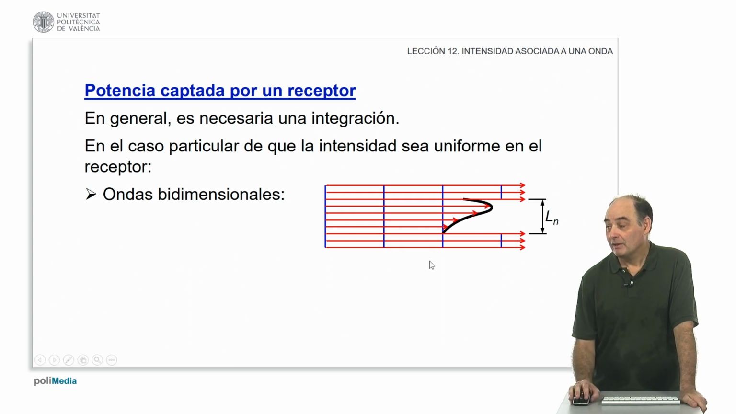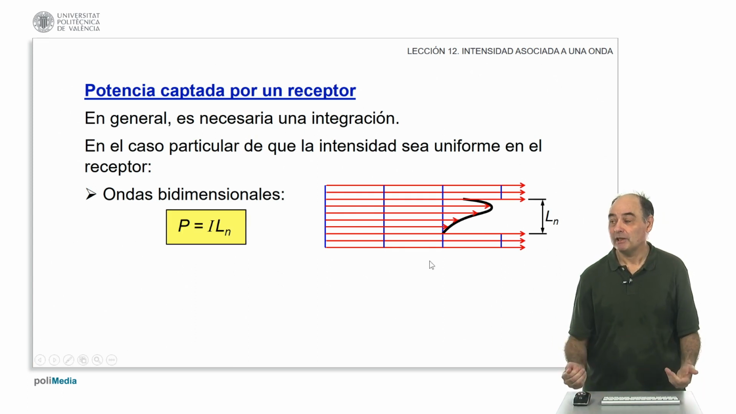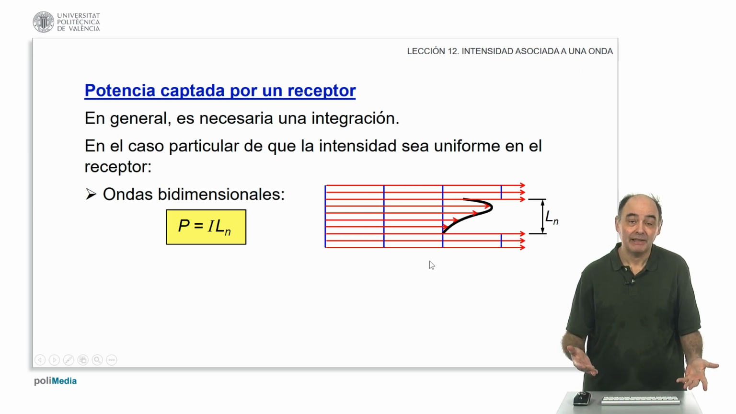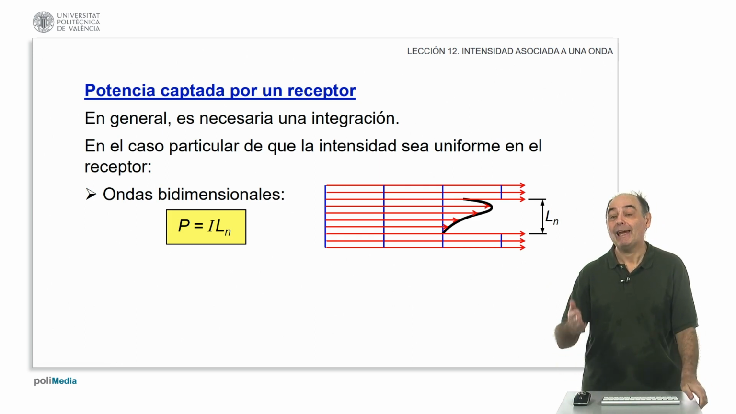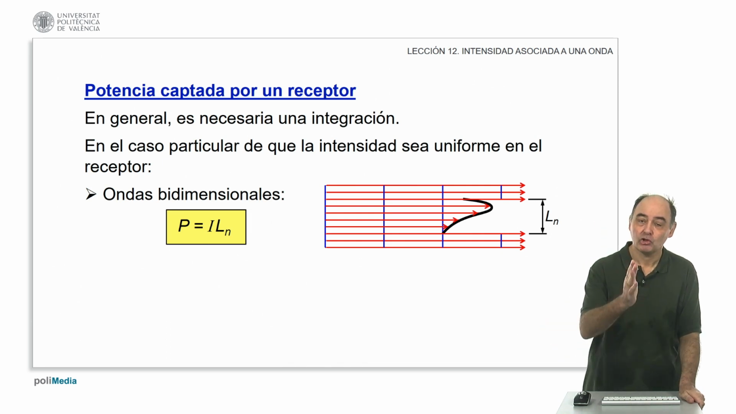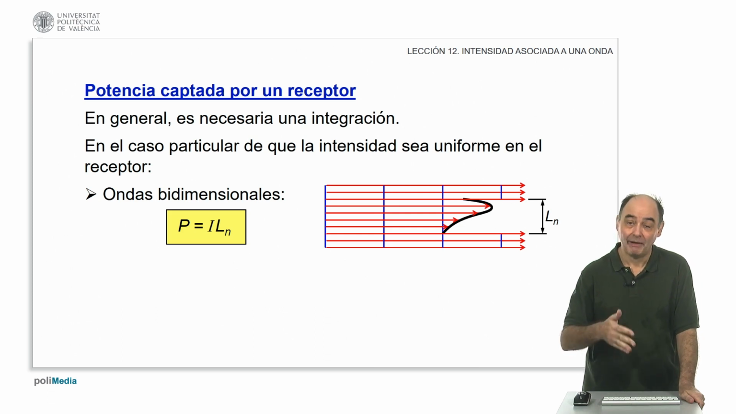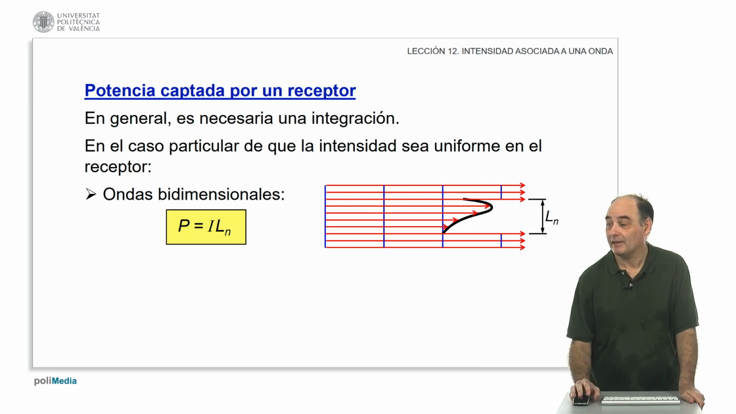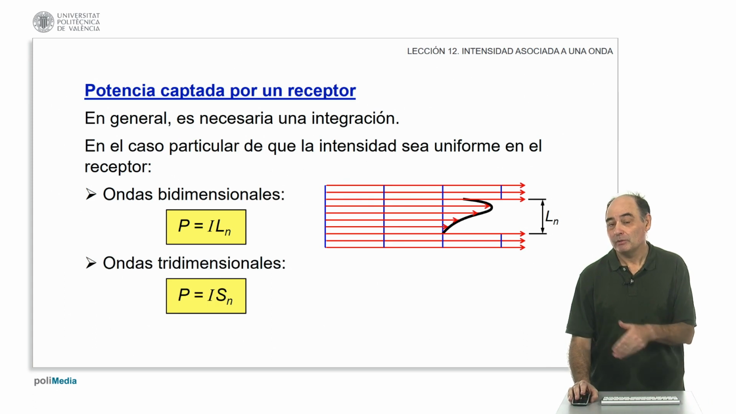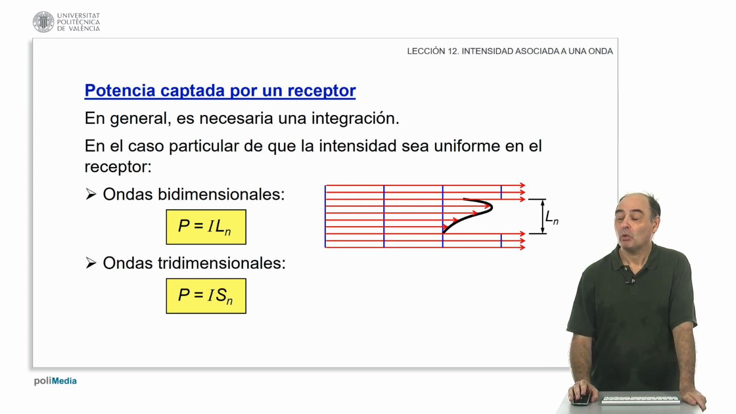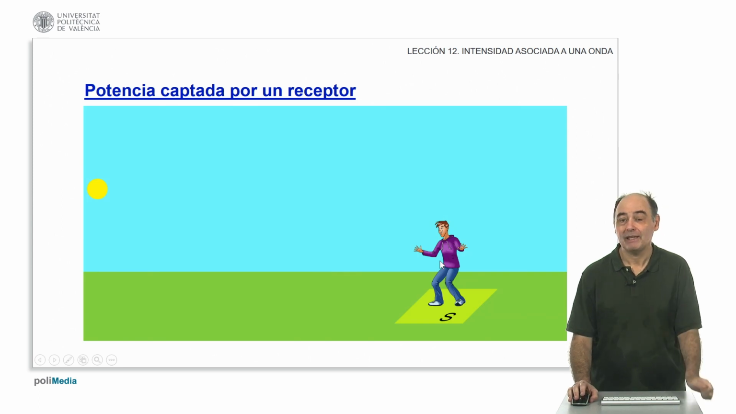Well, then it means that the power captured by that device is the constant intensity, to avoid the integral, by the length in the normal direction perpendicular to the rays. Not the real length, but the length of the projection on the perpendicular direction, on the orientation of the fronts. I am not going to make a drawing here, we will do it later, but the same thing happens with the three-dimensional ones. We will have to multiply intensity not by the surface to which we are applying all this, but by its normal component, as is going to happen here.